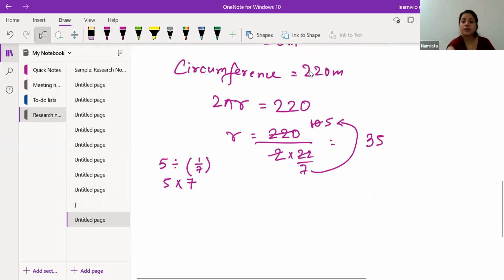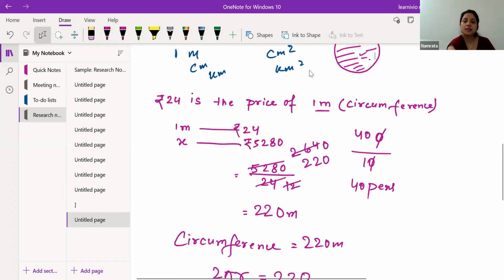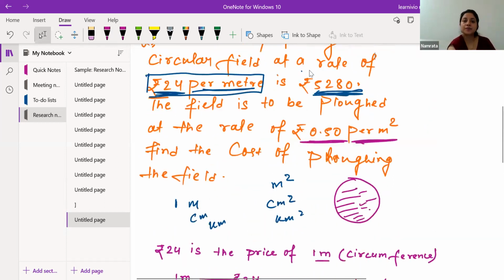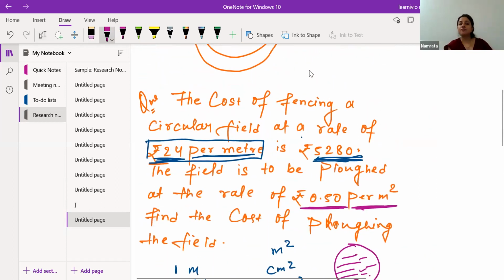Okay. Now what exactly does the question say? The cost of fencing a circular field at this rate. That means the circular field circumference we are fencing at this rate, and the total cost is 5280. From there, we got the circumference. With the help of circumference, we found the radius of the circle. Why did we find the radius of the circle?